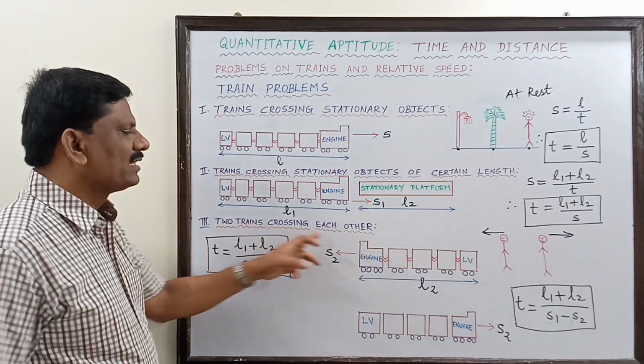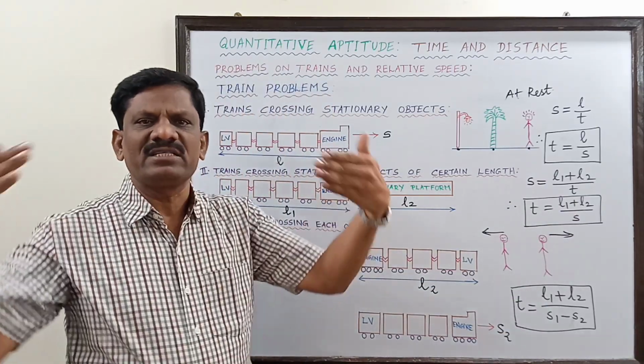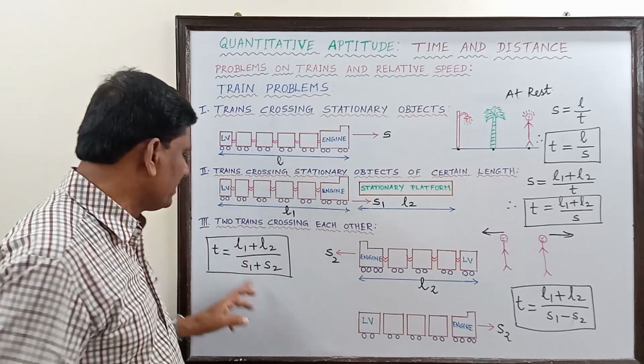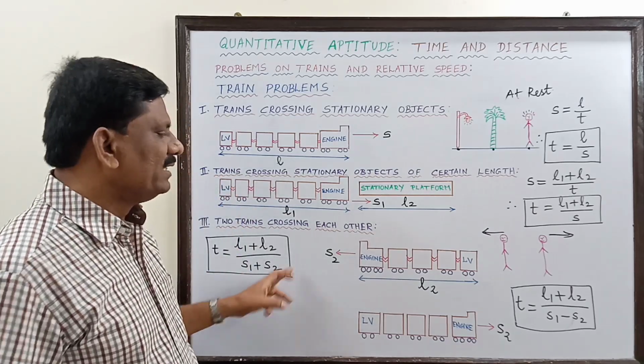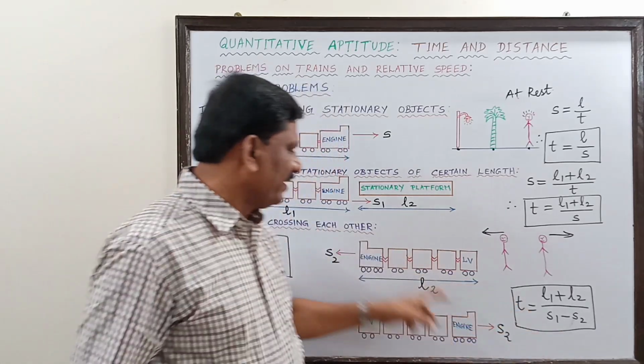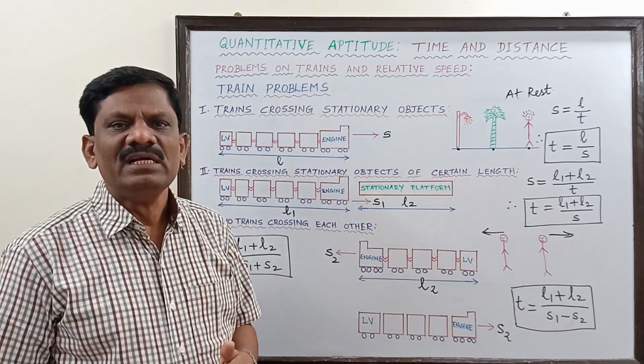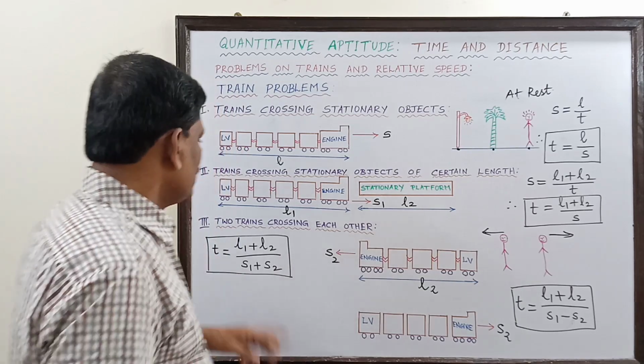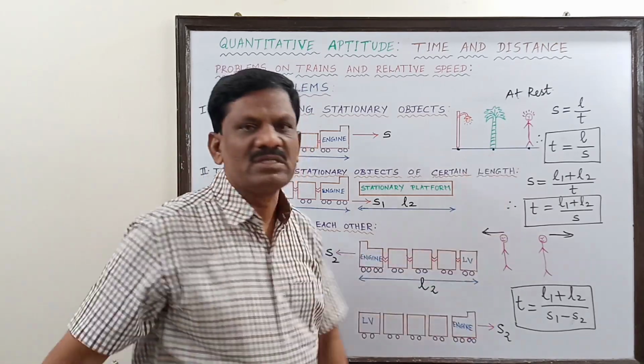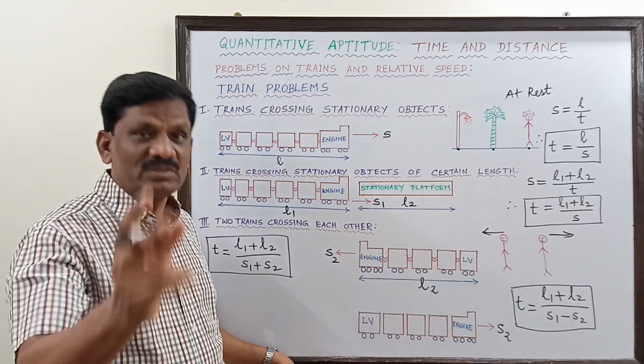And when two trains cross each other in opposite directions, the relative speed is equal to the sum of their speeds, and when they travel in the same direction, the relative speed is the difference between the speeds. So these are the formulae we are going to use to solve the problems, and be ready to solve the problems.